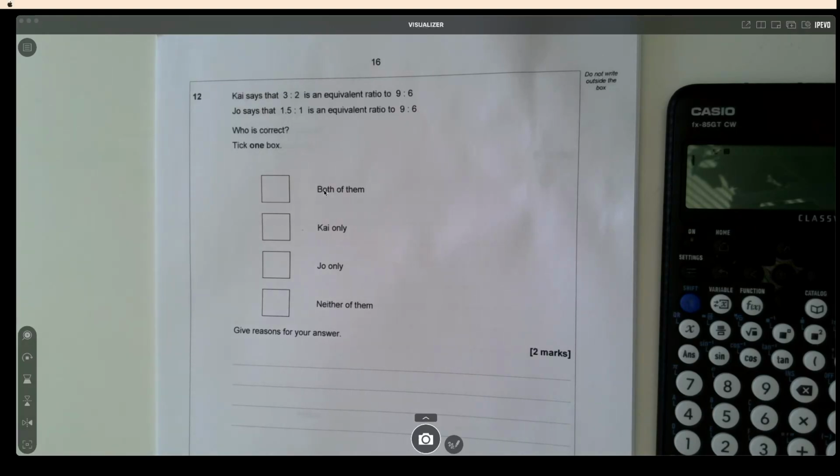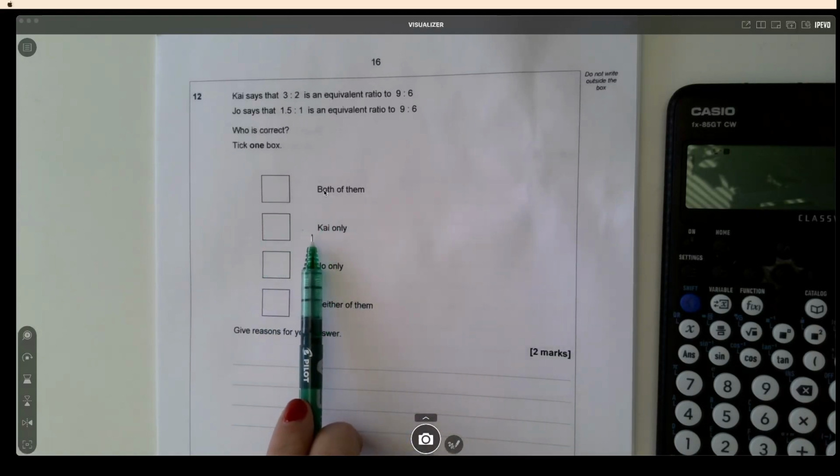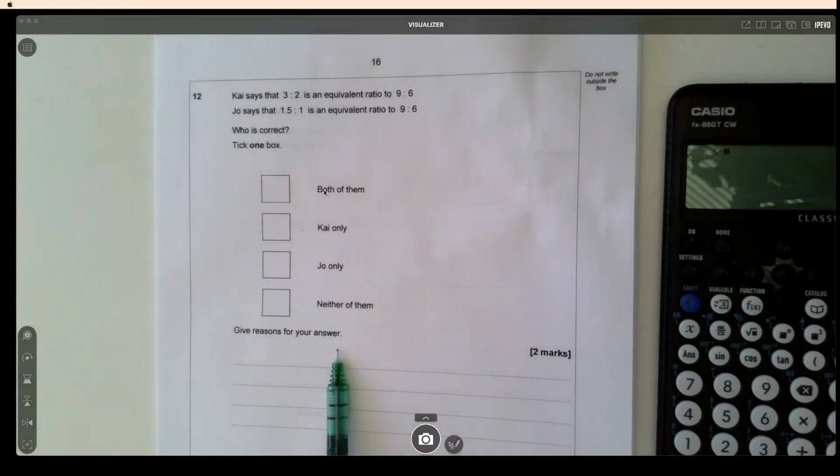Question 12. Kai says that 3 to 2 is an equivalent ratio to 9 to 6. Joe says that 1.5 to 1 is an equivalent ratio to 9 to 6. Who is correct? Tick one box. So the options are: both of them are correct, only Kai is correct, only Joe is correct, and neither of them are correct. And it wants you to give reasons for your answer.